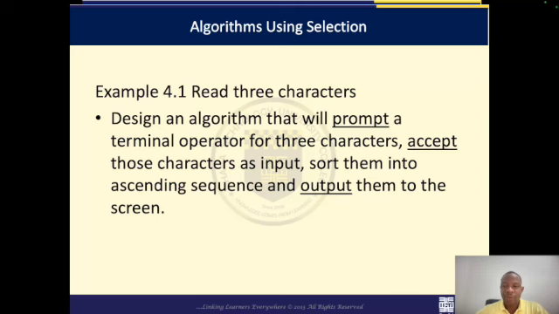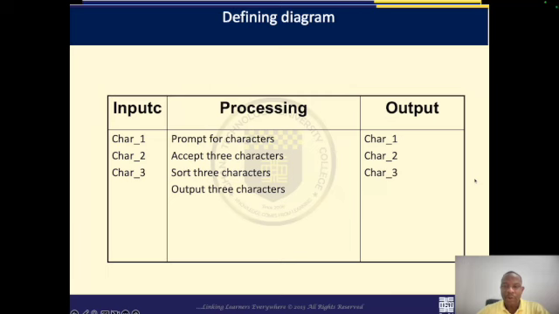We've been asked to prompt the user. We've been asked to accept the characters that the user provides. And we've been asked to sort and then give out the characters in ascending sequence. So we would have a table that looks like this. This is how our definition table is going to look.